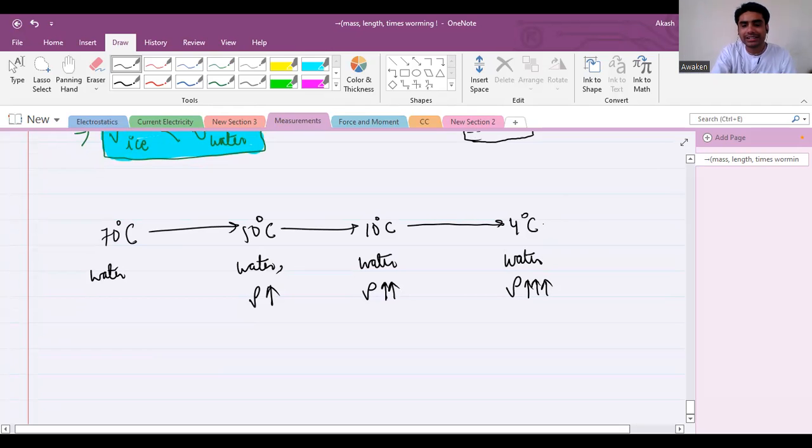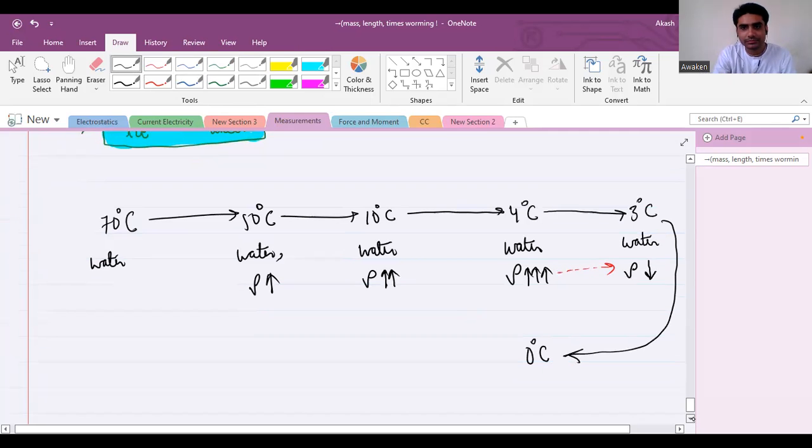If you cool it further, say the temperature is 3 degrees centigrade, let us take one intermediate. It's still water. Density decreases. And the density decreases from here; relatively it has decreased now. Mind you, it's still water. Further cool it. Now say I have cooled it to 0 degree centigrade.